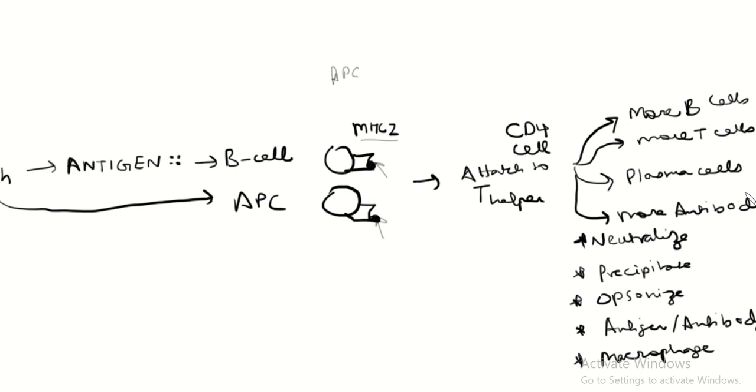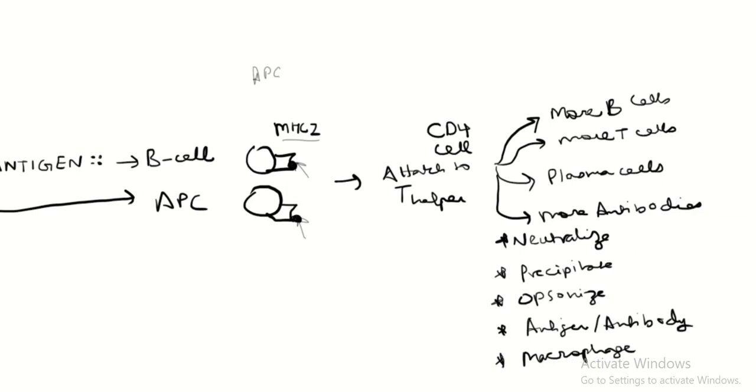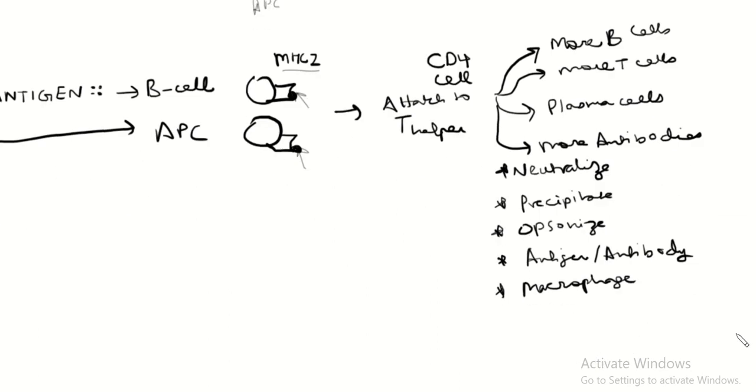The B cells differentiate into plasma cells and they give you more antibodies. And the antibodies are the key here, because on the adaptive side, they neutralize, precipitate, opsonize antigen antibody complexes and attract the macrophages, and they get rid of the bacteria or the foreign antigen.